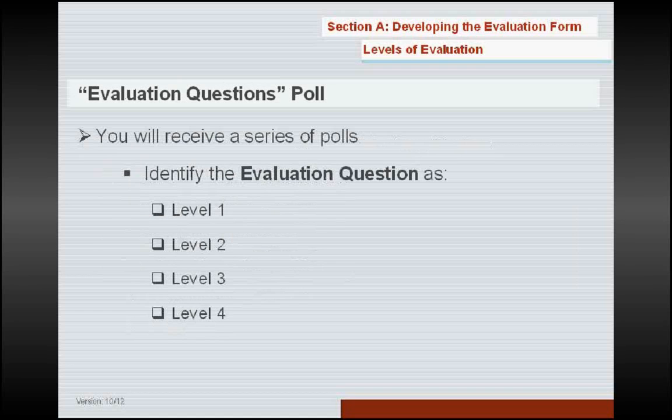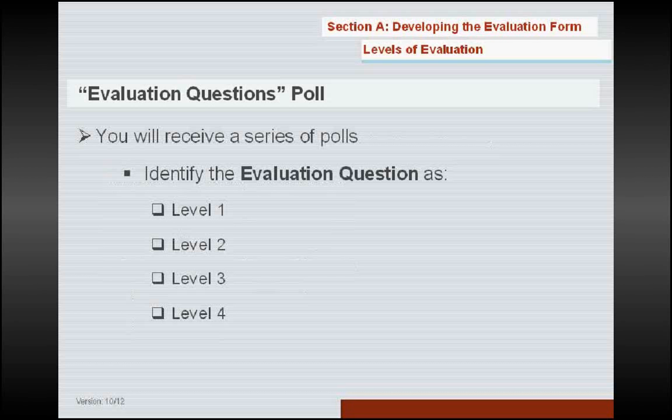All right, well, the bulk of this time together today is we are going to start doing a poll, and I think if it goes smoothly like we think it's going to, we're going to do 19 polls. Basically, what you're going to do is read a question that comes up, and then you're going to decide is it a level 1, a level 2, a level 3, or a level 4 inquiry or evaluation question, okay? And you just poll. You just click on what you think it is.